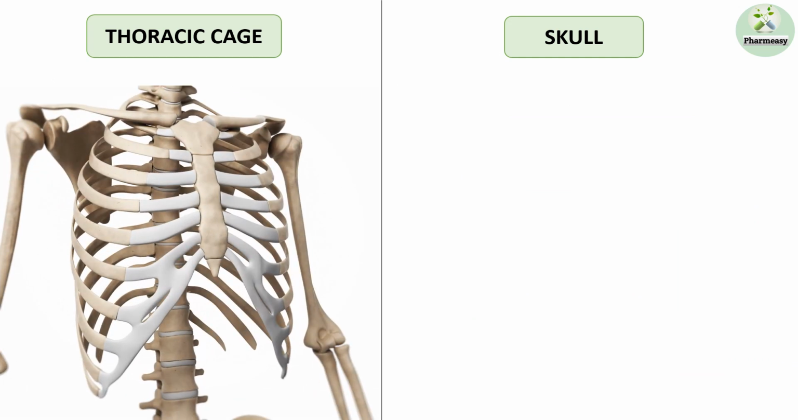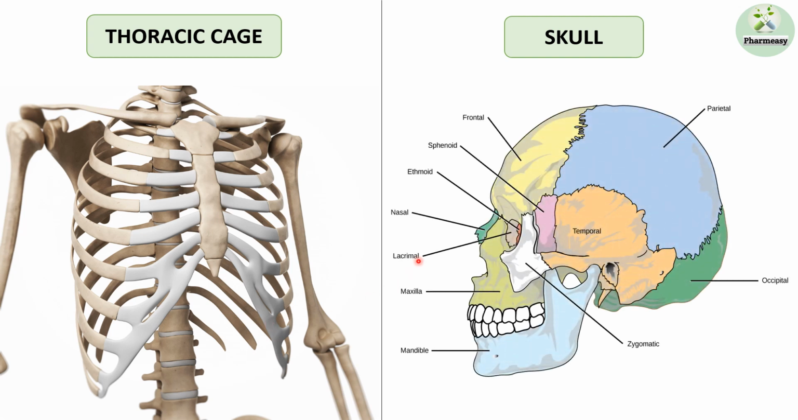This is a figure of thoracic cage. And in this, 1, 2, 3, 4, 5, 6 and 7. These are the true ribs which are attached to the sternum bone. And 8, 9, 10. These are the false ribs because these are not directly attached to sternum but are attached to the true ribs. 11th and 12th ribs are not attached to any other bone, so these are known as floating ribs. And next figure is of cranium that includes skull and facial bones.